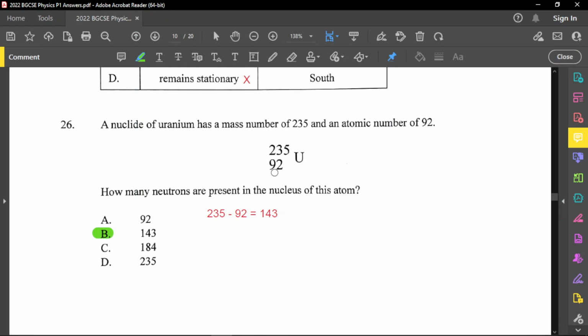To find the number of neutrons, first note that mass equals the proton plus neutron. Therefore, to find the neutron, it is the mass minus the atomic number or the proton. So 235 minus 92 is 143. Therefore, B is the correct answer.